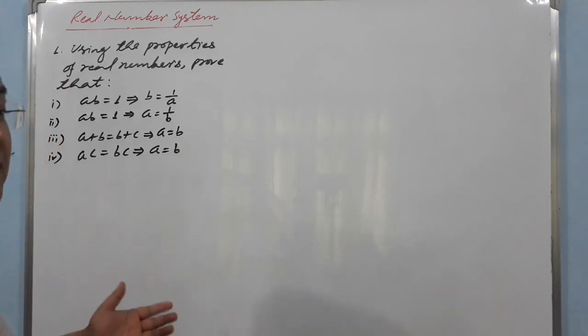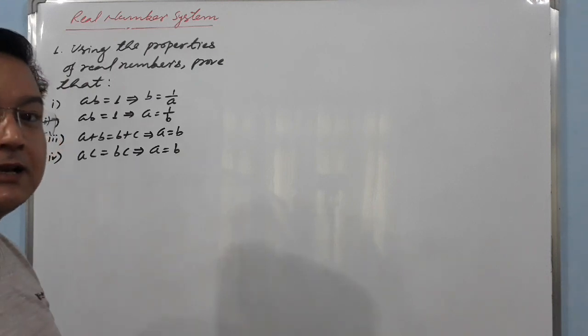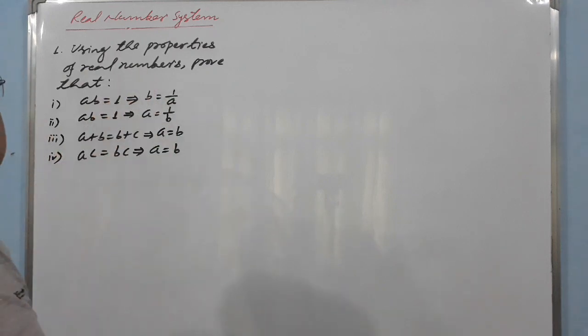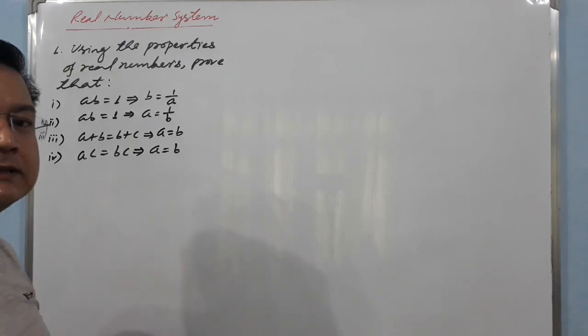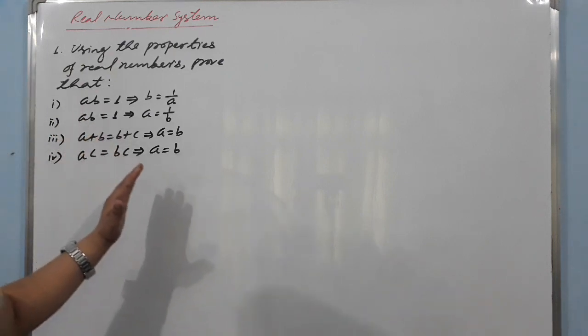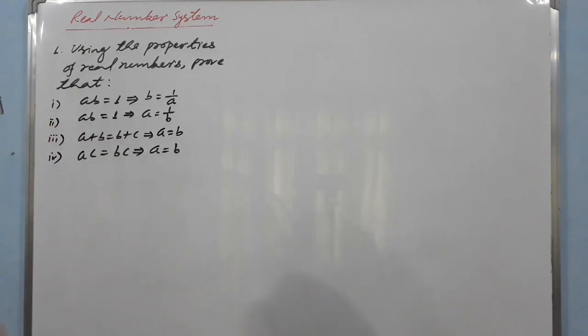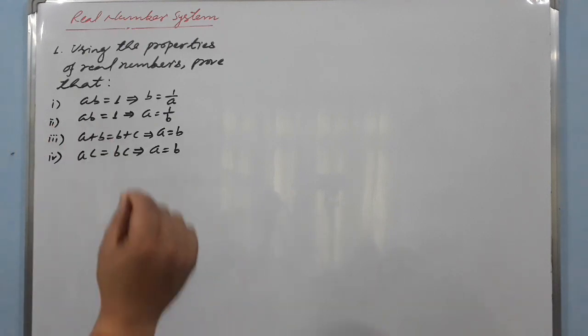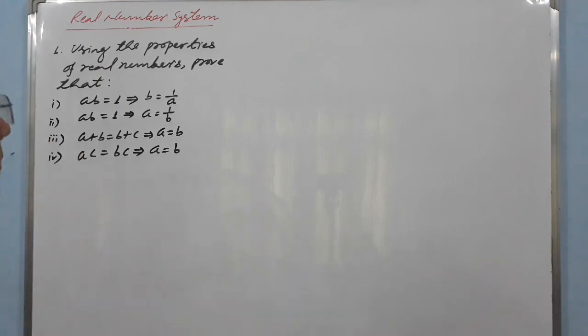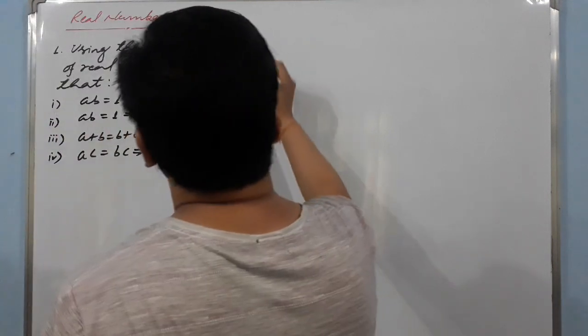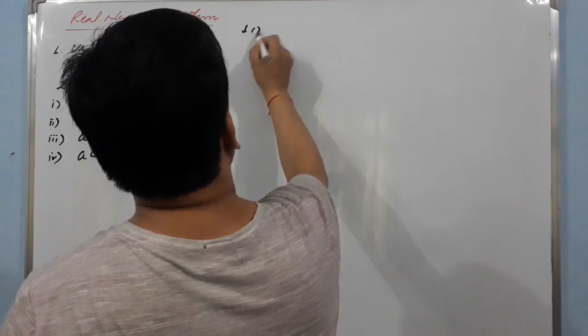You can say this is the left hand work we can do very easily. But using properties, how to do it? That's the important thing. That's the difficult one. Without knowing the properties, you can't do these questions. So I'll tell you how to prove these questions using the properties of real numbers. Okay, let's start.